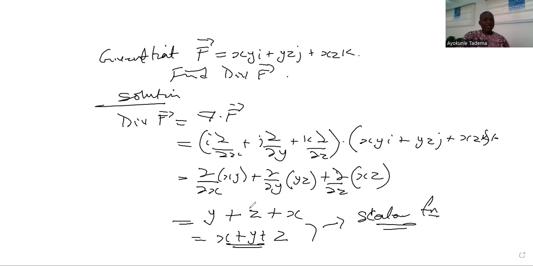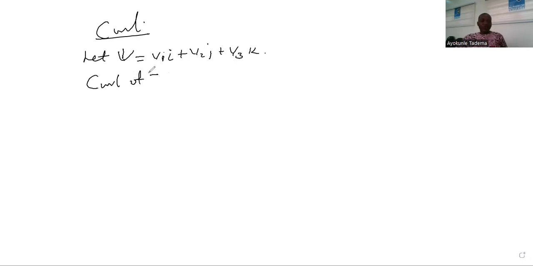Now, quickly, let's look at the last one, which is curl. Curl, as I said the other time, is a vector function. For instance, we can say let f or v be equal to v1 i plus v2 j plus v3 k. And you want to define curl of vector v.